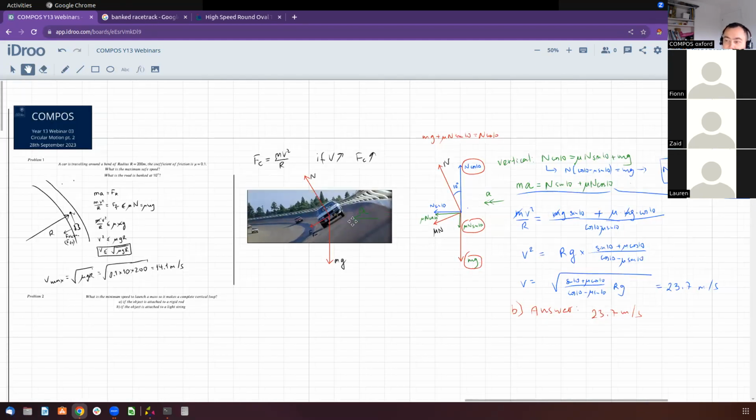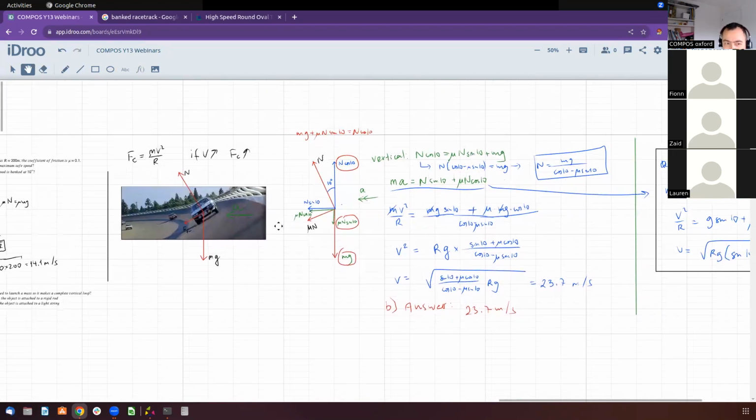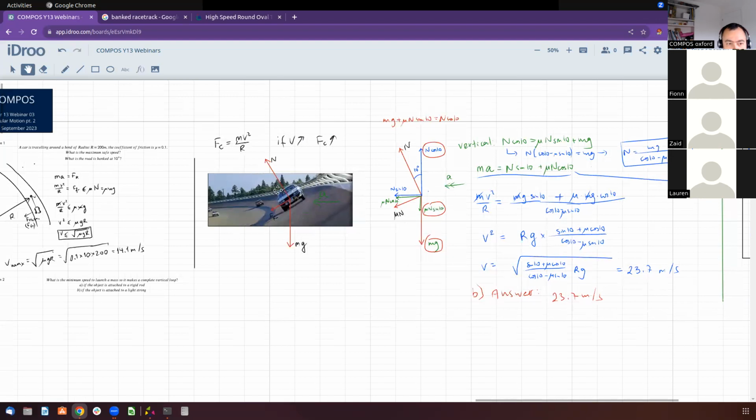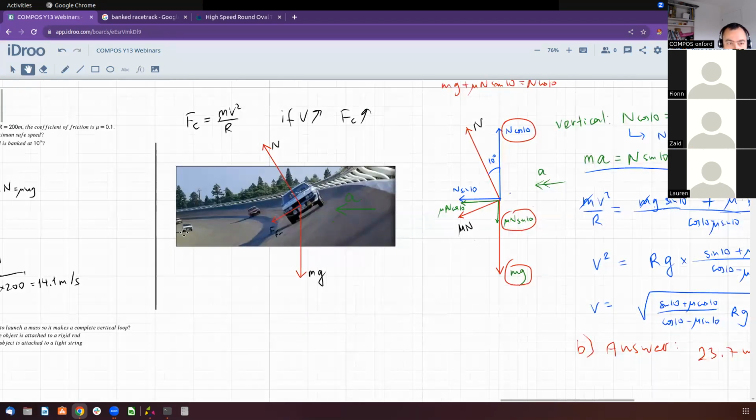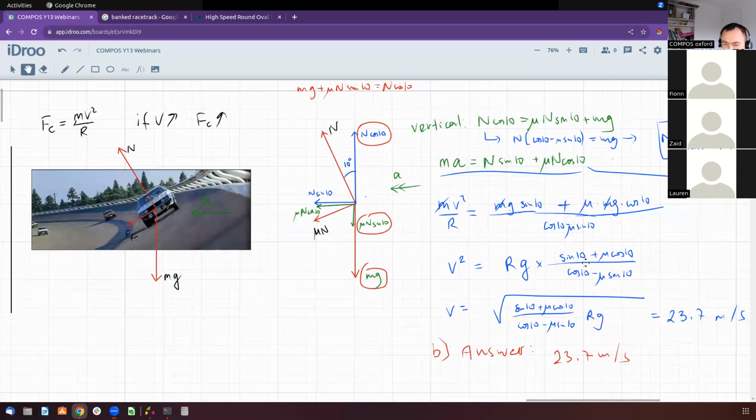So, okay, Andre, nothing in particular, but just the whole thing. Do you understand the force diagram? As long as you understand the force diagram and how to resolve the forces, then you're good to go, because everything else is just doing some maths.